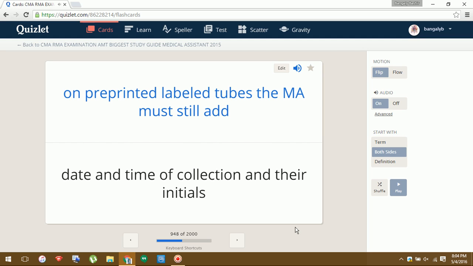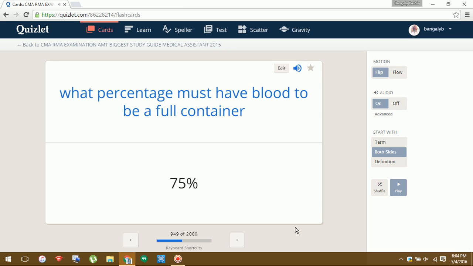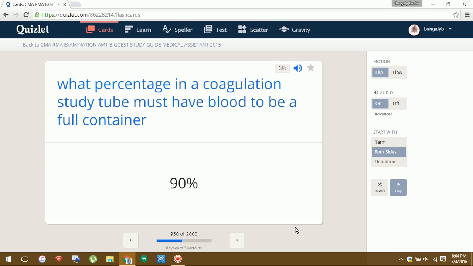On pre-printed label tube the MA must still add date and time of collection and their initials. What percentage must have blood to be a full container? 75%. What percentage in a coagulation study tube must have blood to be a full container? 90%.